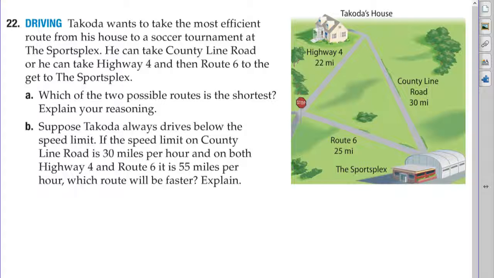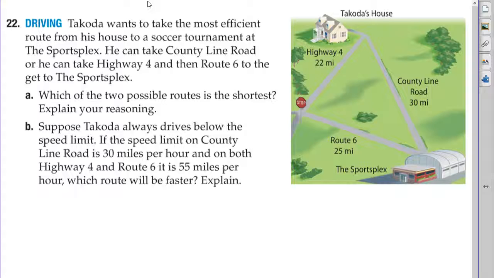Then number 22, the last one we'll look at for the video. Dakota wants to take the most efficient route from his house to a soccer tournament at the Sportsplex. He can take County Line Road, or he can take Highway 4 and then Route 6. Which of the two routes is the shortest? Explain your reasoning. So we have Highway 4, which is 22 miles, Route 6, which is 25, and County Line, which is 30. I don't actually have to do any work here. If there's a direct route, it will be shorter than the sum of the other two routes, because the other two have to be longer than the third.